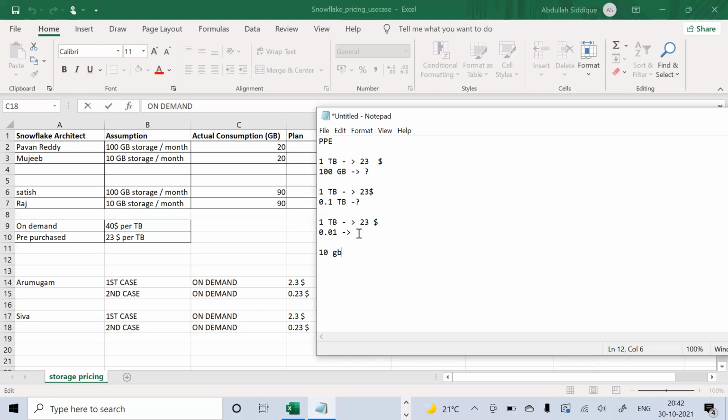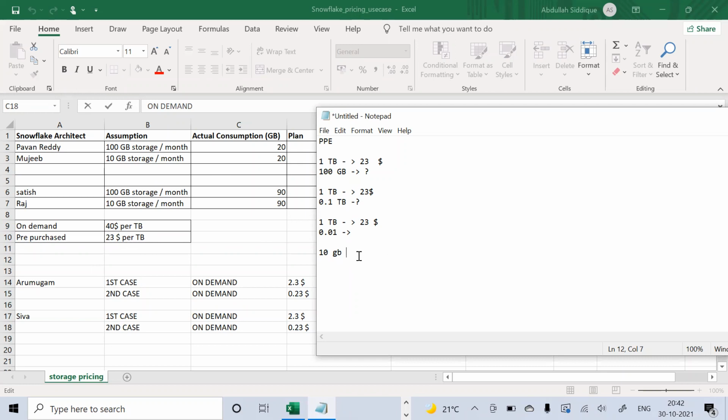Okay. Yeah. So now you tell. Okay, $23. I mean, if you have assumed that your system is going to take 10 GB, why should we pay for 1 TB, you know? That is the formula actually. Based on this, you have to calculate like this.